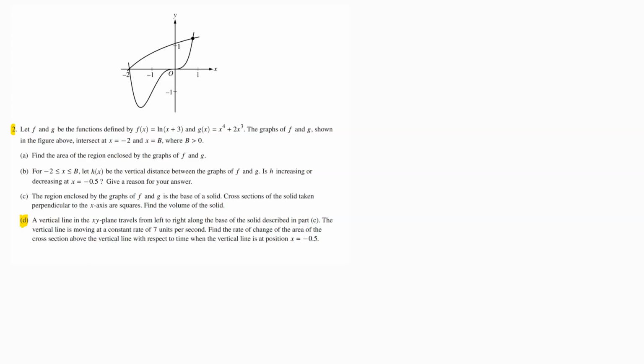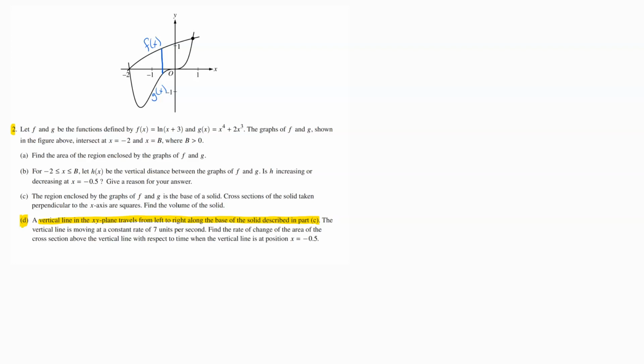So it starts off and tells us we've got a vertical line in the XY plane that travels left to right along the base of the solid described in part C. So if you go back to the part C video, what we know is we have the base of this square that is in between these two curves here. And if you go back to the previous videos, we know that f of x, our natural log graph, is the top graph, and g of x, the x to the fourth plus 2x cubed, is our bottom graph. If you don't, the easiest way to do that is just to graph both of those. It's a calculator required section to see which is which.